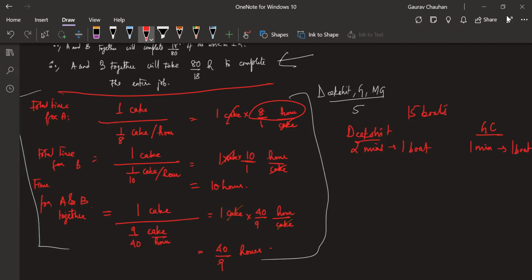Can someone tell me in 1 minute how many boats Dikshit is making? Can anyone tell me this? Quickly raise your hands and tell. Yes, Nishchay, Hemanji, you're both correct. MG, you're also correct. Yes, Manisha, tell.